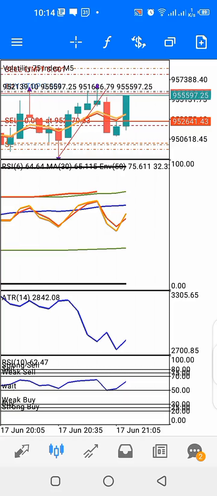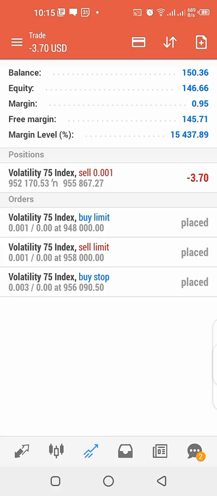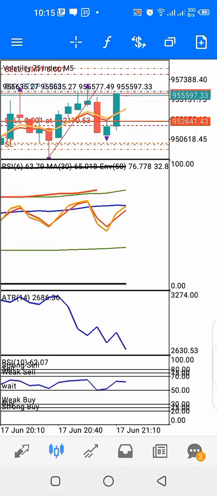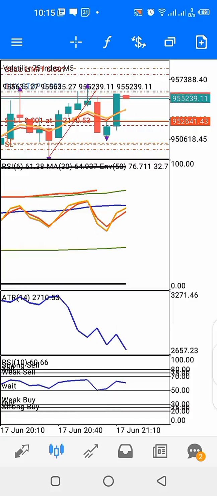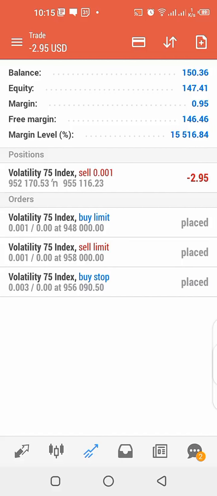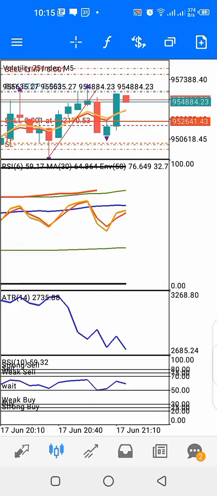But for now, price is about to trigger the buy stop order. We're in a drawdown. Price is going to trigger a buy stop order. Don't forget, the buy stop order is 3 times the running sell trade.